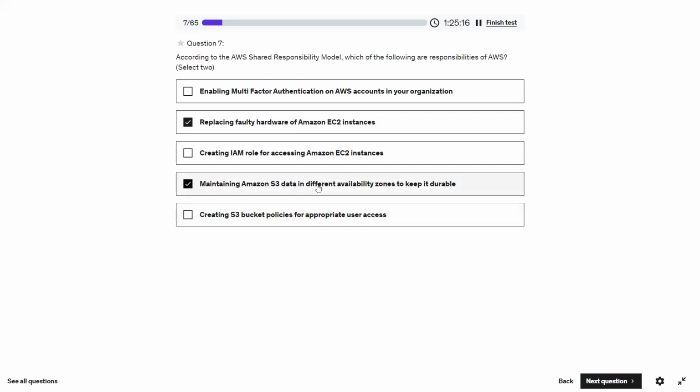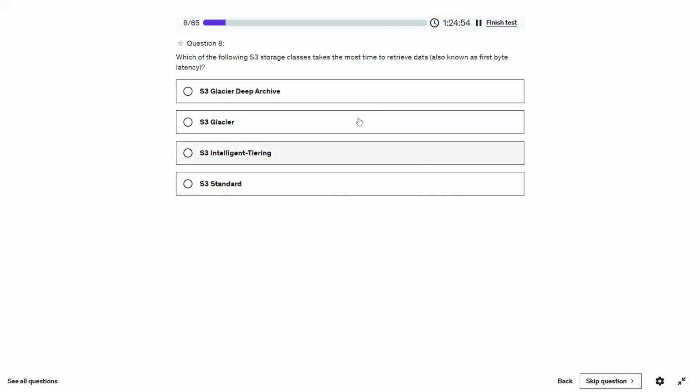No. So basically, when you put the data into the Amazon S3 bucket, it automatically replicates to another availability zone. Right, so this is an automatic feature, like maintaining Amazon S3 data in different availability zones to keep it durable. So we need to select two. So the second and fourth could be the correct answers.